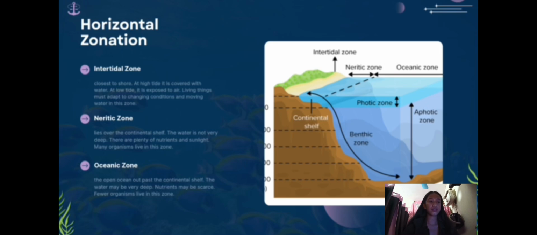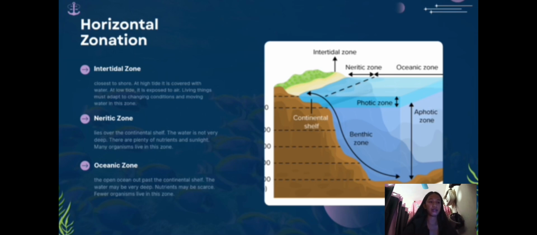Next is the neritic zone. So this is located over the continental shelf. It is shallow, rich in nutrients, and receives plenty of sunlight. So many organisms live here. For example, coral, shrimp and crabs, sea turtles, and plankton, and more.